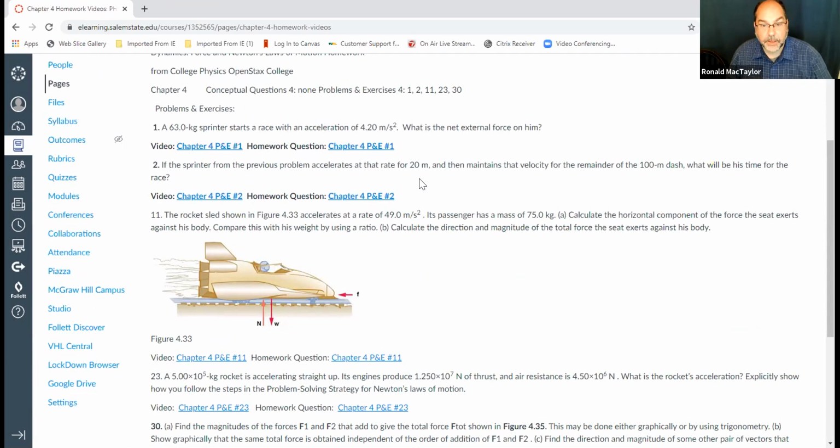Problem 2 is kind of a kinematics question, right? So they're going to accelerate for 20 meters, and then for the remaining 80 meters, they're going to go at constant velocity. So it's 2 different problems all in one. First, you're going to figure out how much time it takes if you're accelerating at 4.2 meters per second squared for a distance of 20 meters. You figure out how much time that was. And then you also figure out what the final velocity is at 20 meters and use that velocity for the remaining 80 meters and figure out that time.